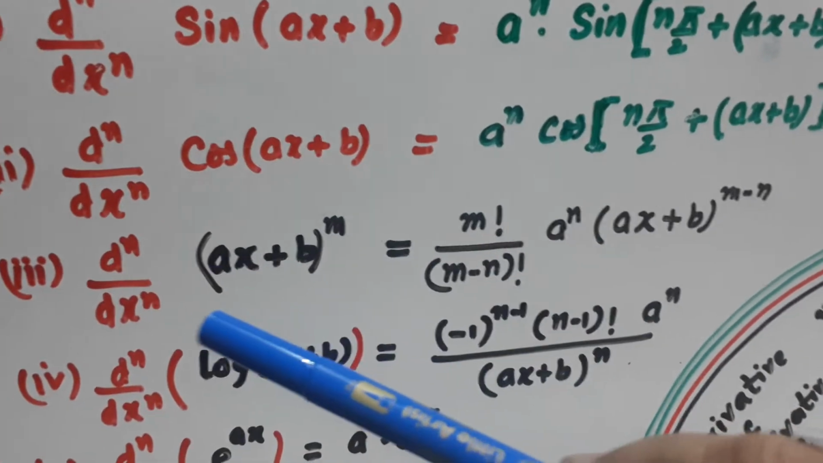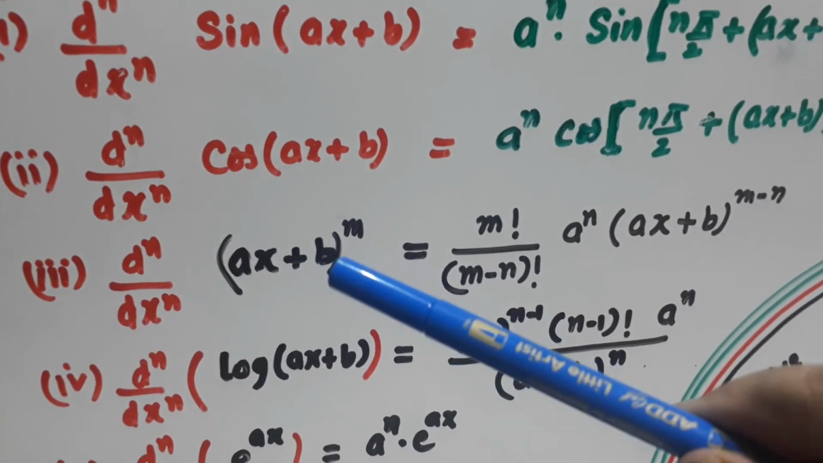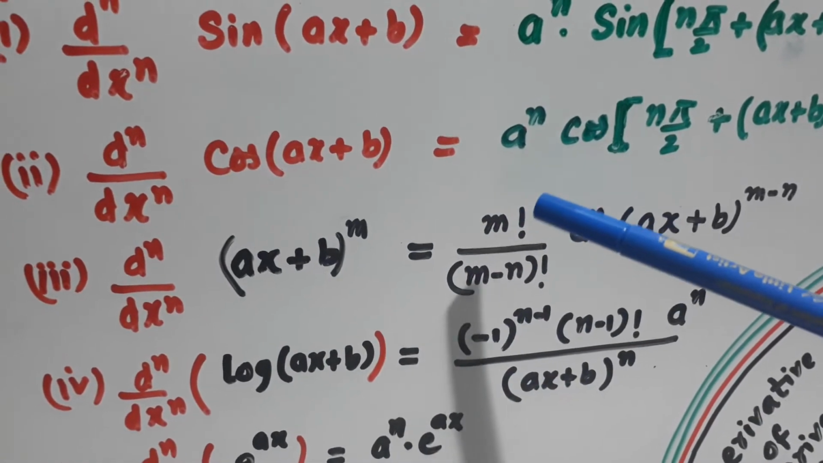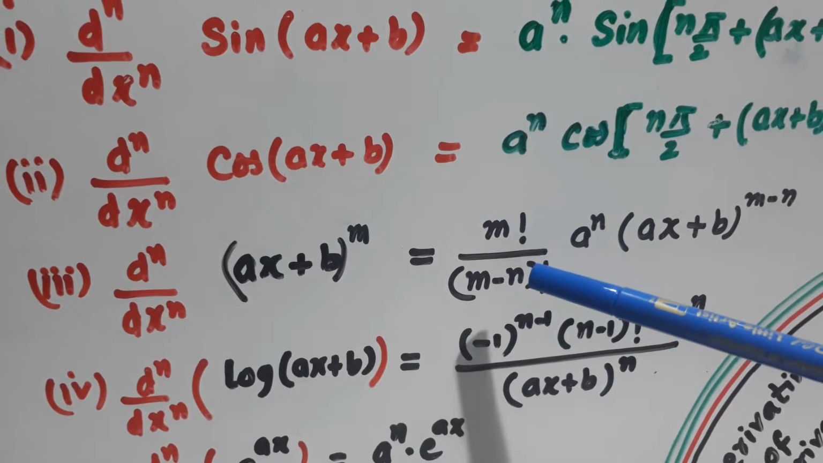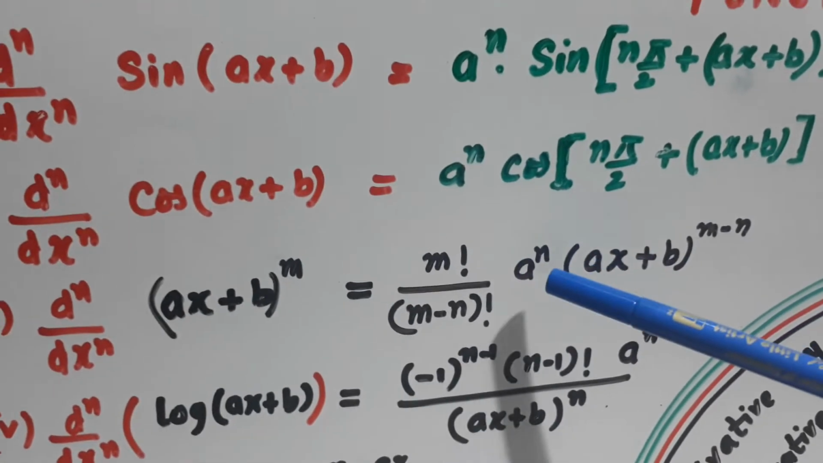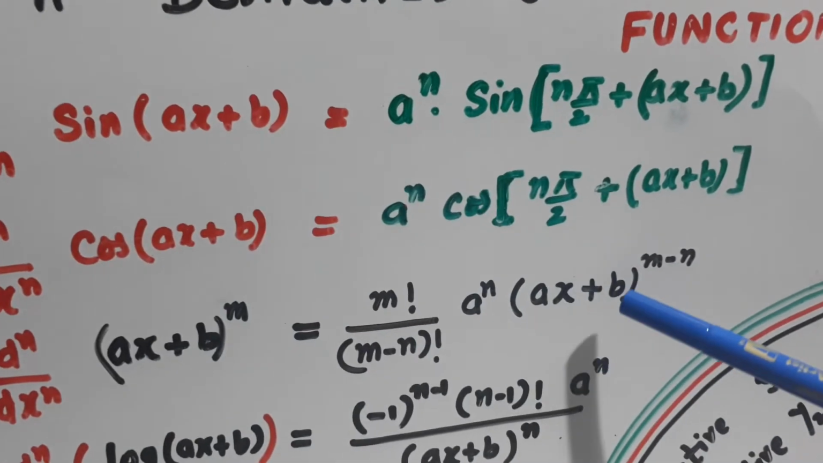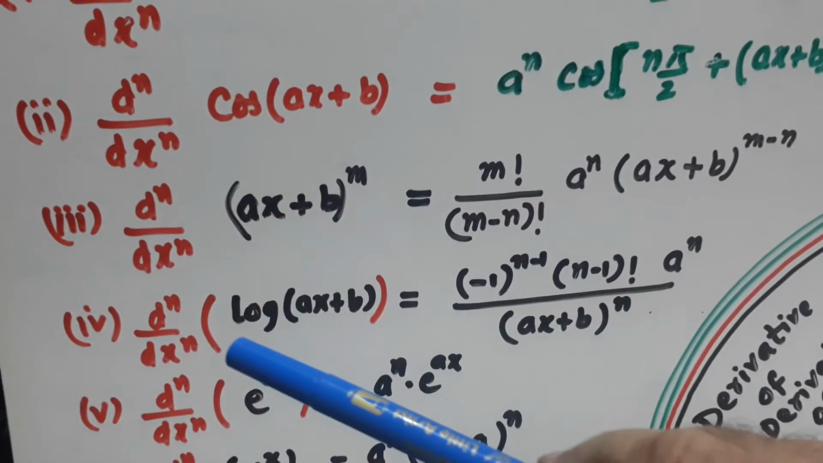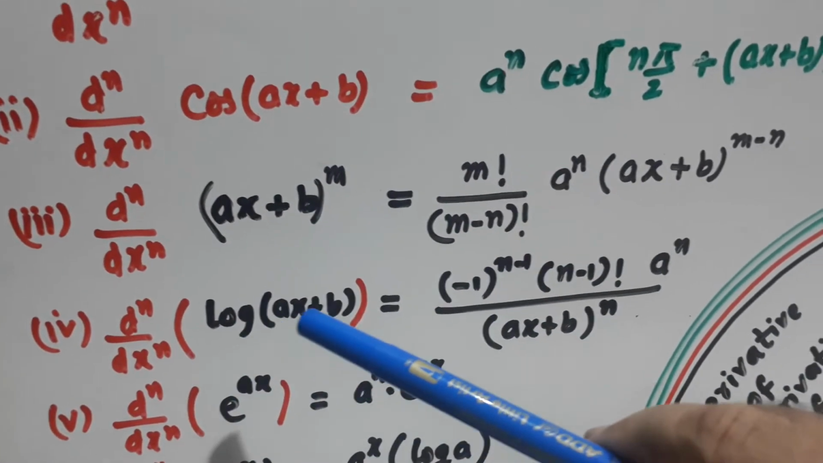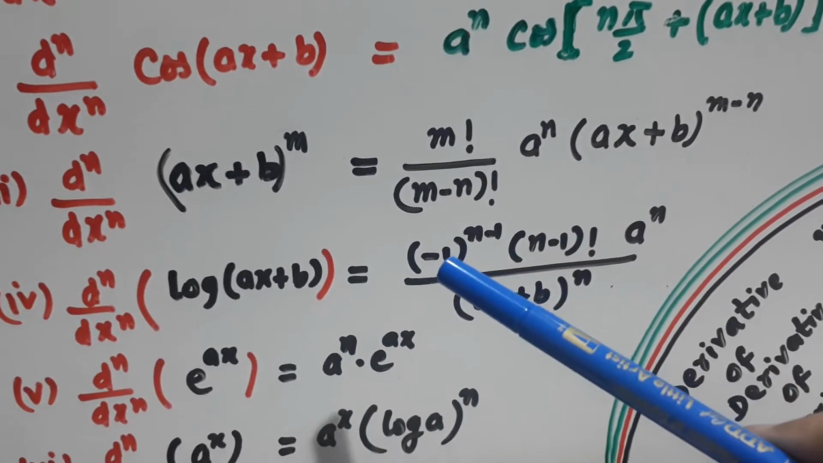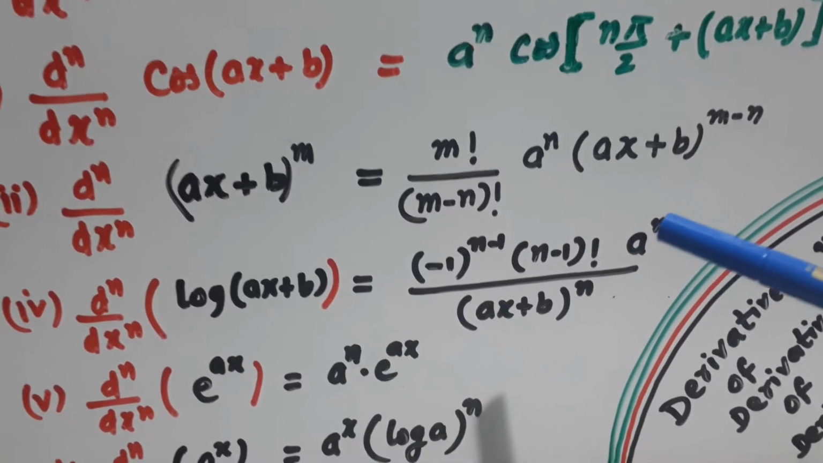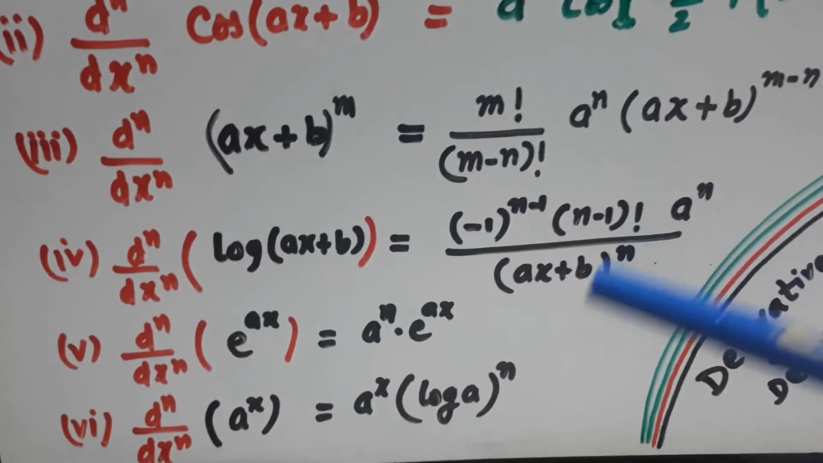Now, nth derivative of (ax plus b) raised to power m, it is equal to m factorial over (m minus n) factorial, a raised to power n, (ax plus b) raised to power (m minus n). Nth derivative of log (ax plus b), it is (minus 1) raised to power (n minus 1), factorial (n minus 1), a raised to power n over (ax plus b) raised to power n.